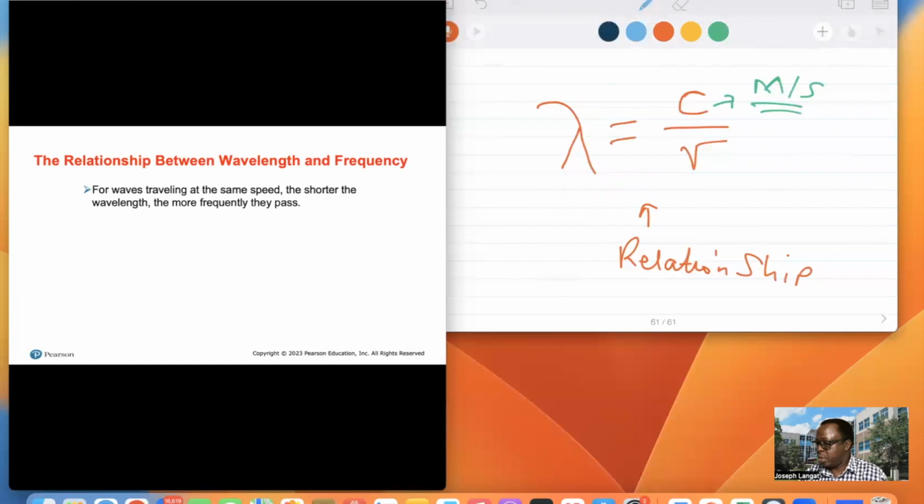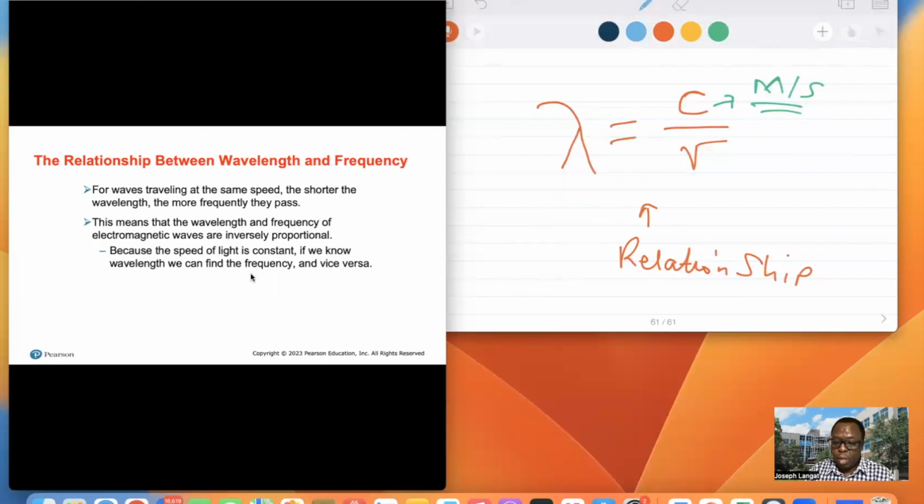Frequency is hertz, which is per second as well. All right. That's what I wanted to highlight when we say relationship. This is where we are heading to. How do we use this equation?